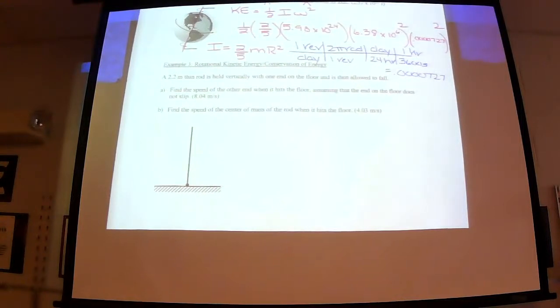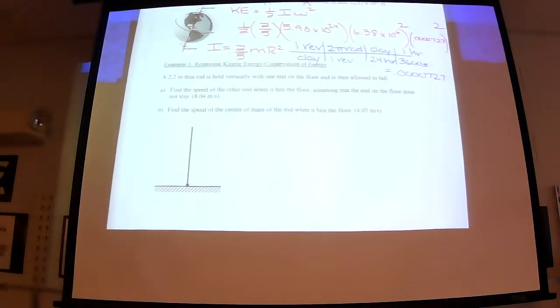It says a 2.2 meter thin rod is held vertically with one end on the floor and is then allowed to fall. So what that means is this. I gotta create myself a little bit of space. So I call it something tipping over. So I'm just gonna hold it at the bottom. This is what's happening. Here goes.